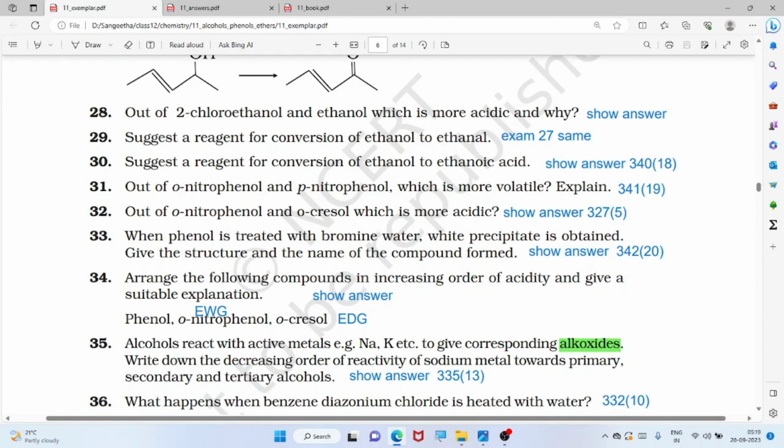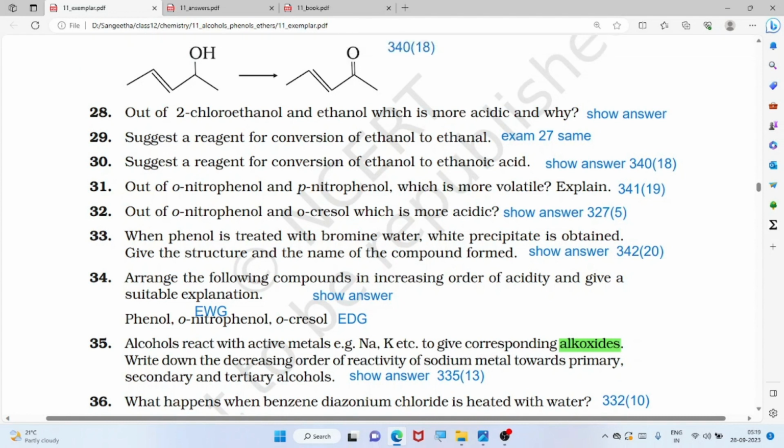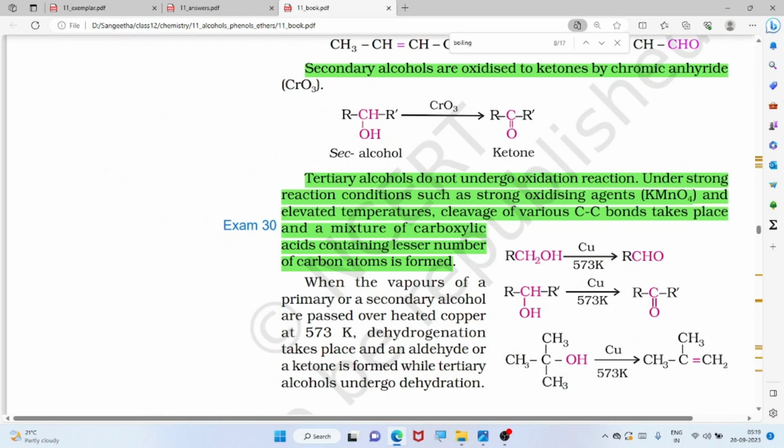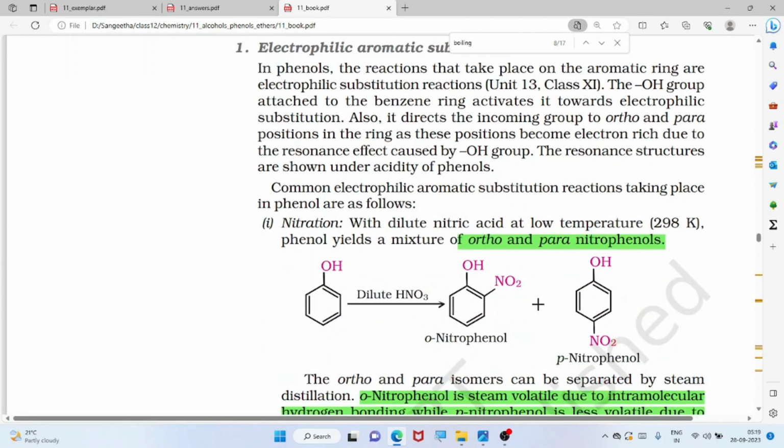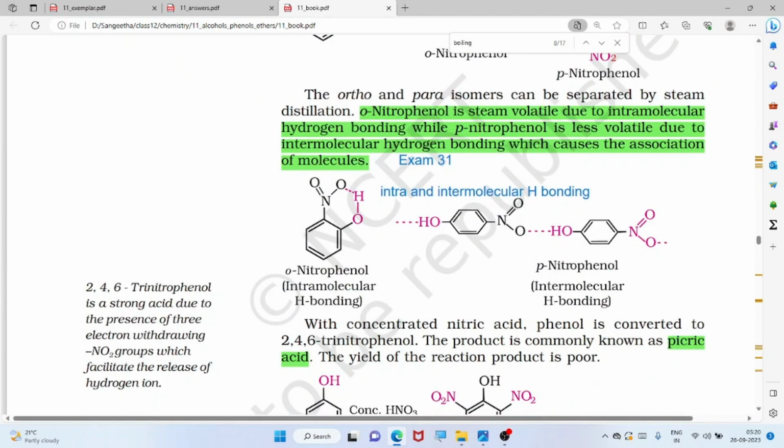Out of orthonitrophenol and paranitrophenol, which is more volatile? Orthonitrophenol is steam volatile due to the intramolecular hydrogen bonding, while paranitrophenol is less volatile due to the intermolecular hydrogen bonding. Okay, intramolecular hydrogen bonding and intermolecular hydrogen bonding, which causes the association of the molecules.